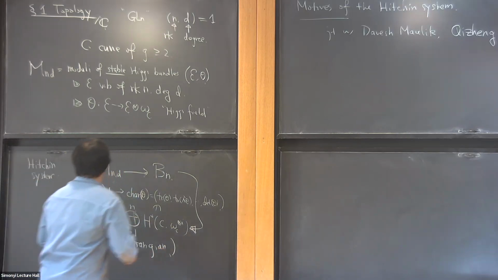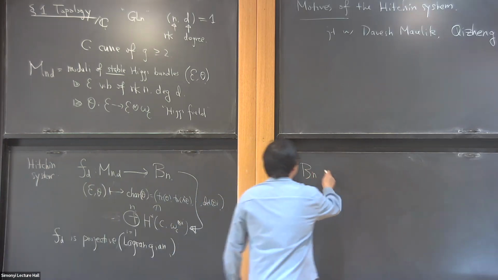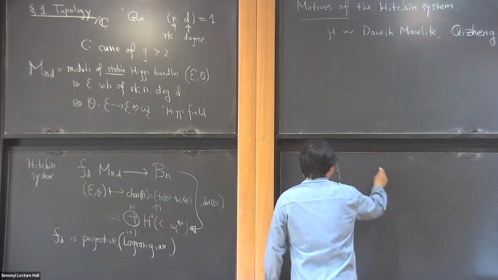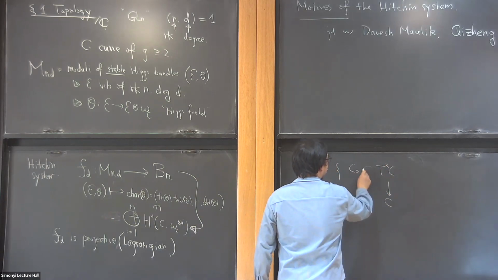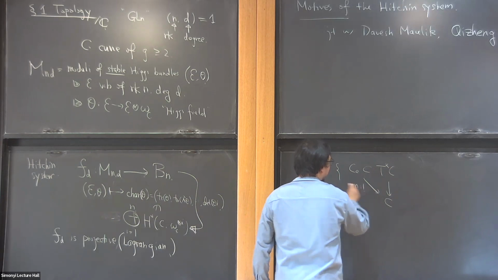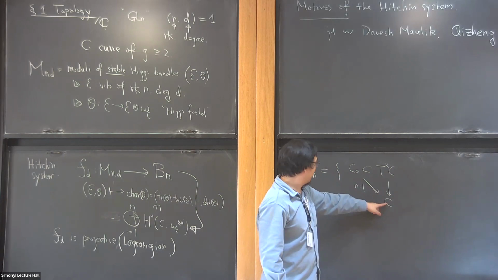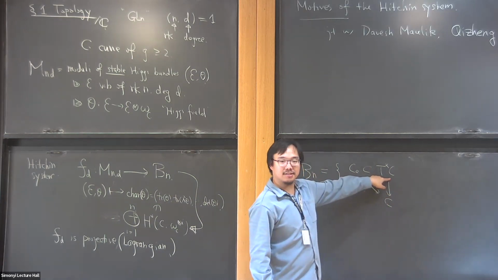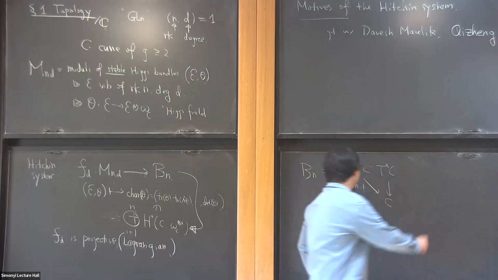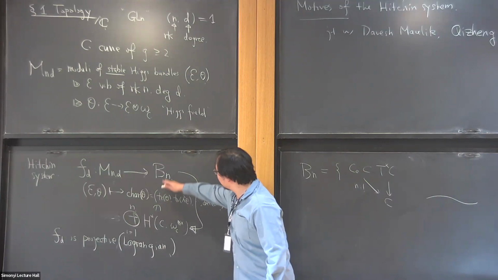Thanks for the question. So Bn can be thought of as the spectral curves, which are n to 1 covers over the 0 section which sits inside the T star of C. So the picture is that here the base parameterizes the eigenvalues.